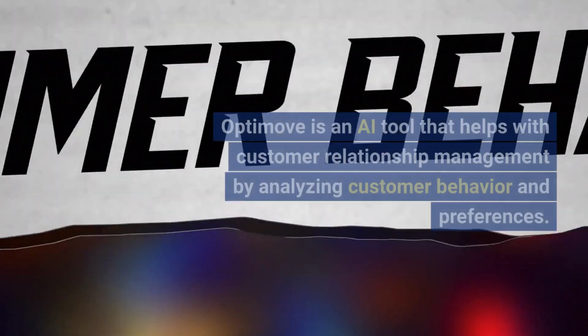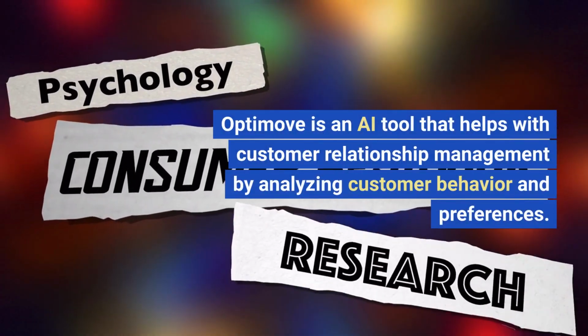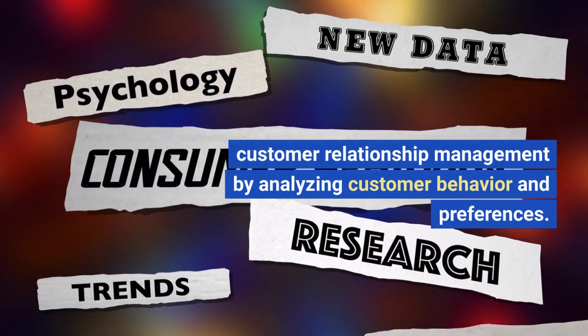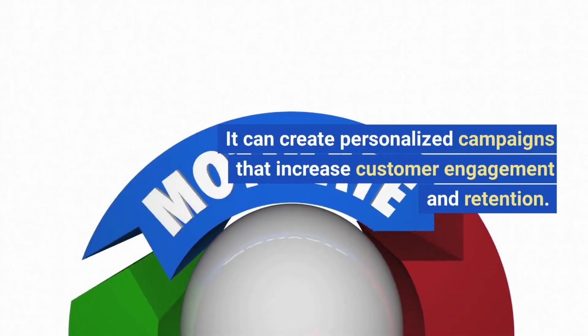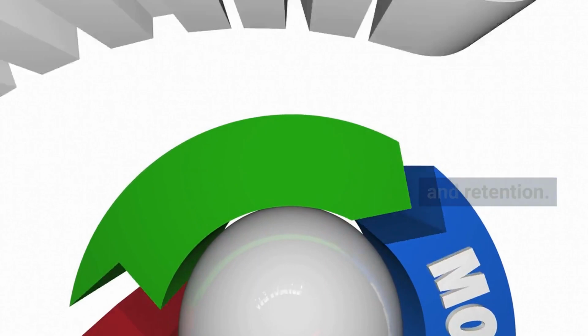Optimove. Optimove is an AI tool that helps with customer relationship management by analyzing customer behavior and preferences. It can create personalized campaigns that increase customer engagement and retention.